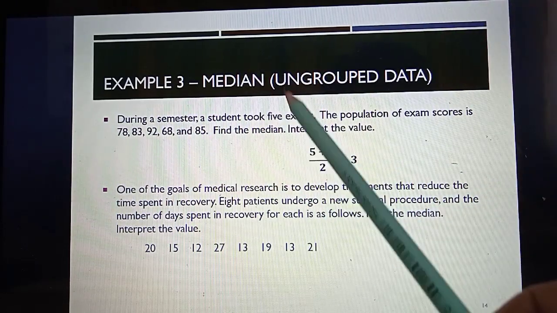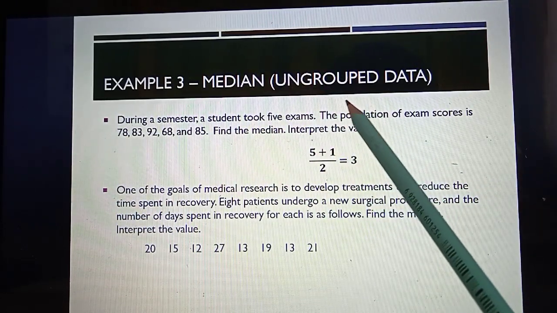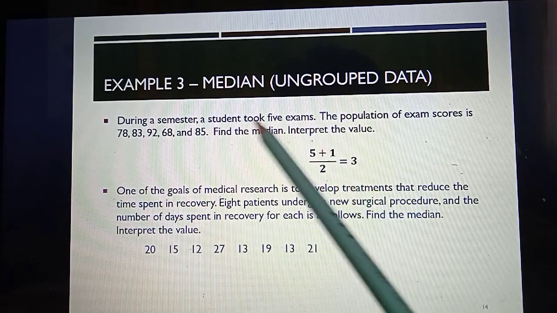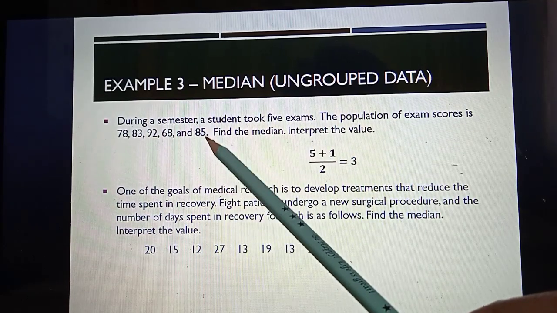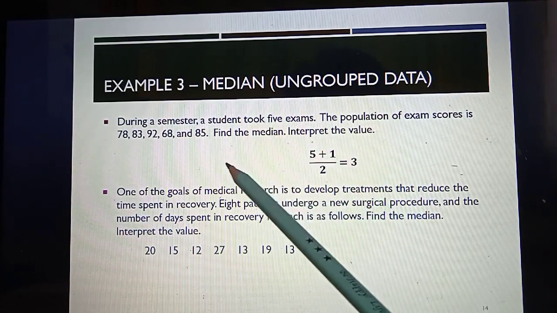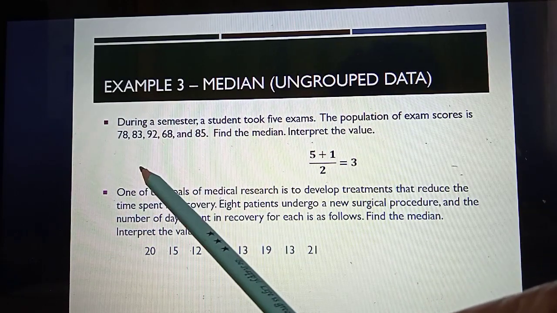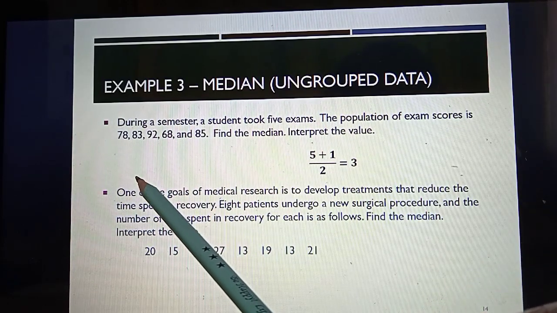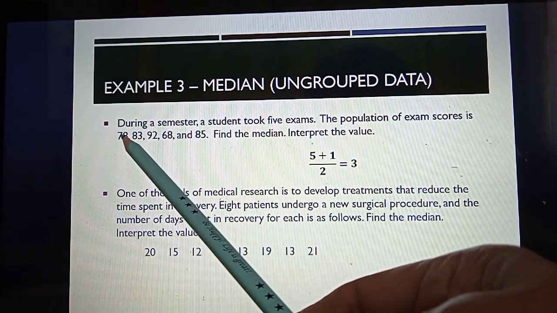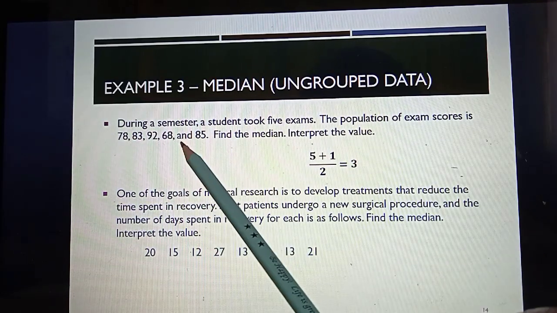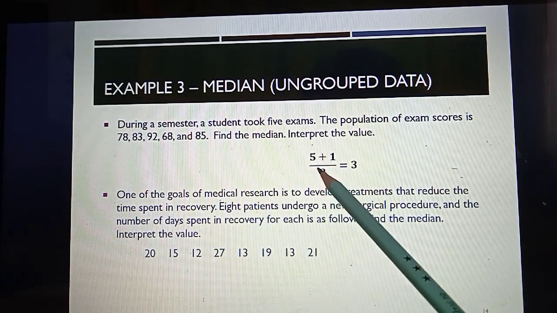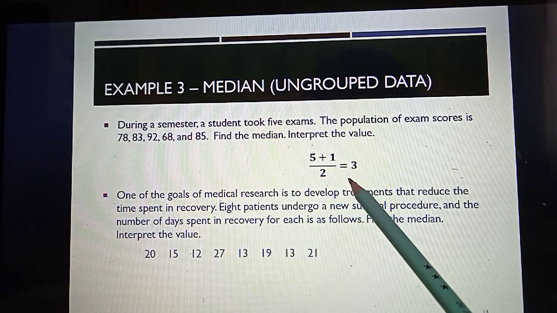Okay, example 3, to find the median for ungrouped data. During a semester, a student took 5 exams. The population of exam scores is given like this. Now find the median and interpret the value. Okay, the median is, so how many do we have? The size of the sample is 5. So 5 plus 1 divided by 2. So the median is 3.